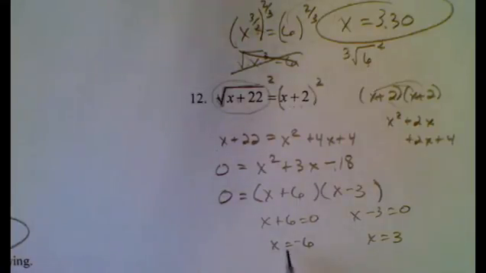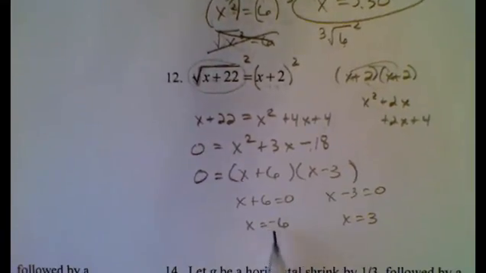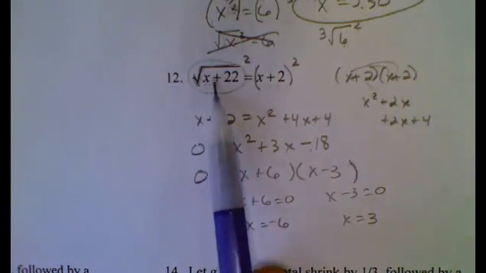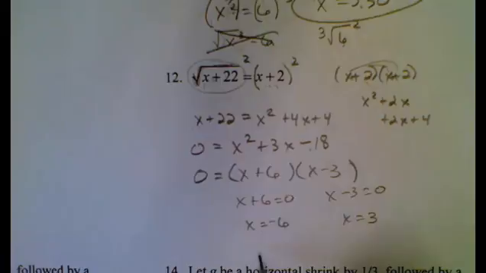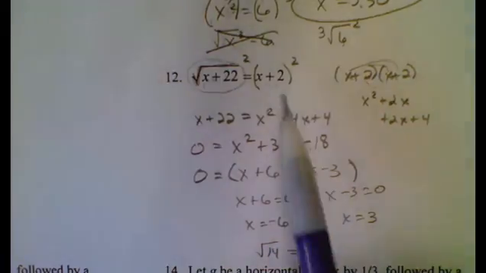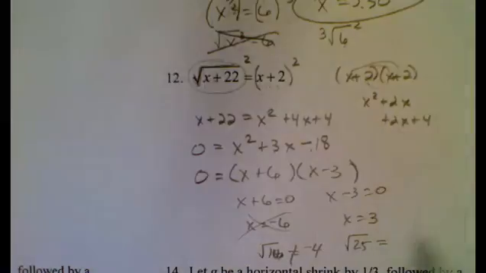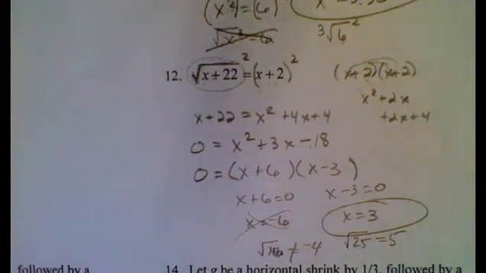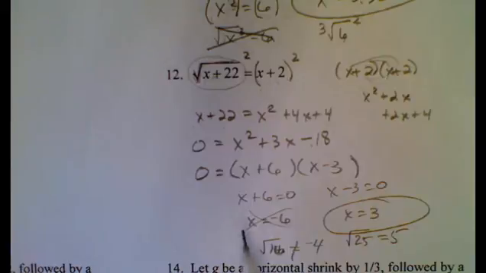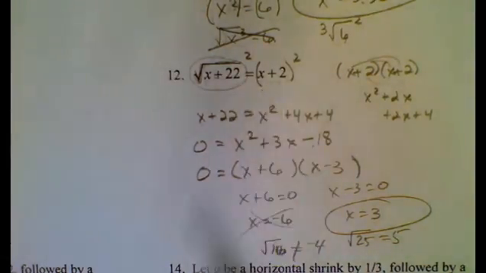Now why did I say possibly? Because you do have to make sure you plug this back in. If I put in negative 6, negative 6 plus 22 is 16. Square root of 16, does that equal negative 6 plus 2? It does not equal, 4 does not equal negative 4. So I have to cross that one off. If I put in a 3, I get the square root of 25. Does that equal 3 plus 2, which is 5? Yes, it does. So that answer is correct. Sometimes they both will work. Possibly neither of them could work, or one of the two could work. So you do have to plug them back into the original problem to see if they work.